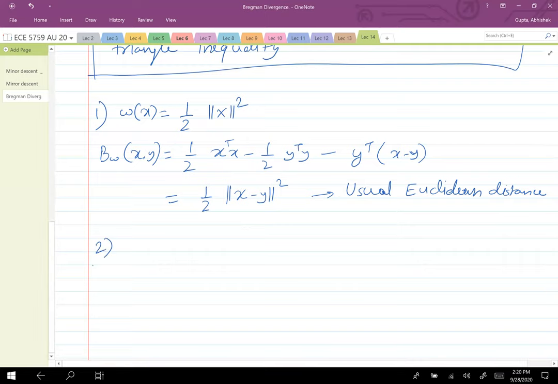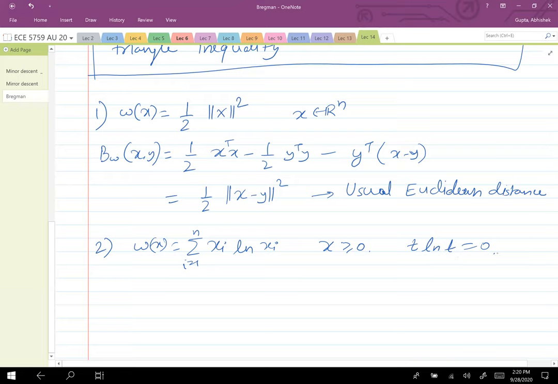The second very important Bregman divergence, in this case your x is in R^n, is omega of x equal to the summation of x_i log x_i, i equals 1 to capital N, and this is for all x greater than or equal to 0. And we will define t log t to be equal to 0 when t is equal to 0. Let me just write 0 log 0 is equal to 0.